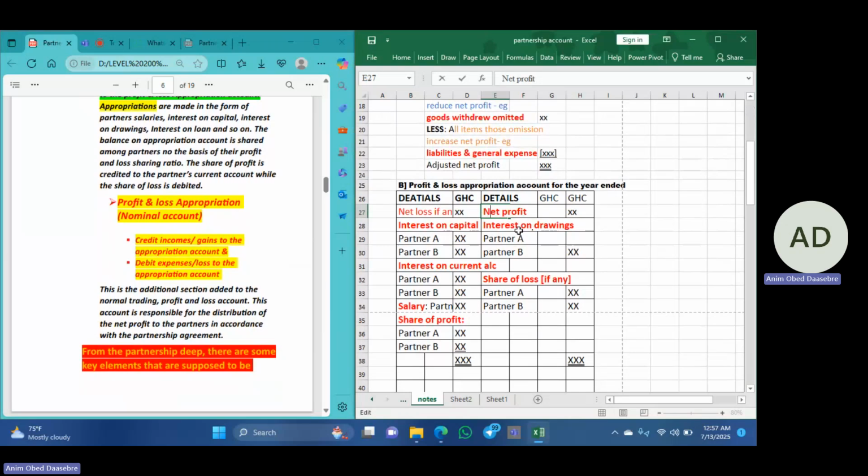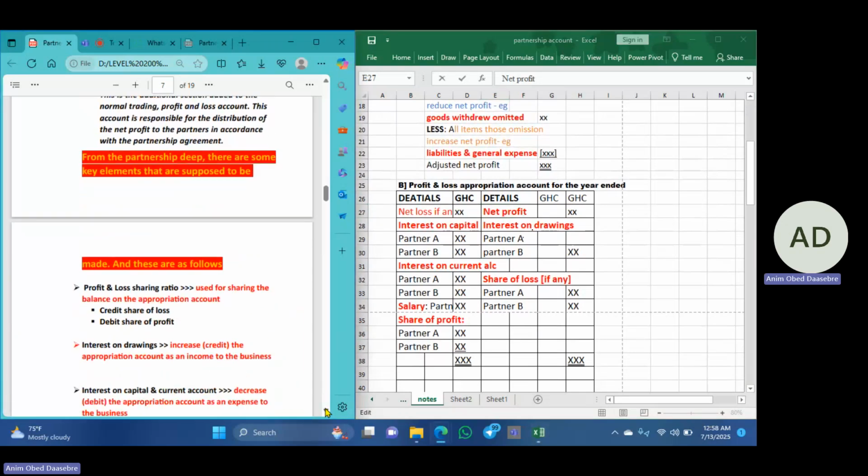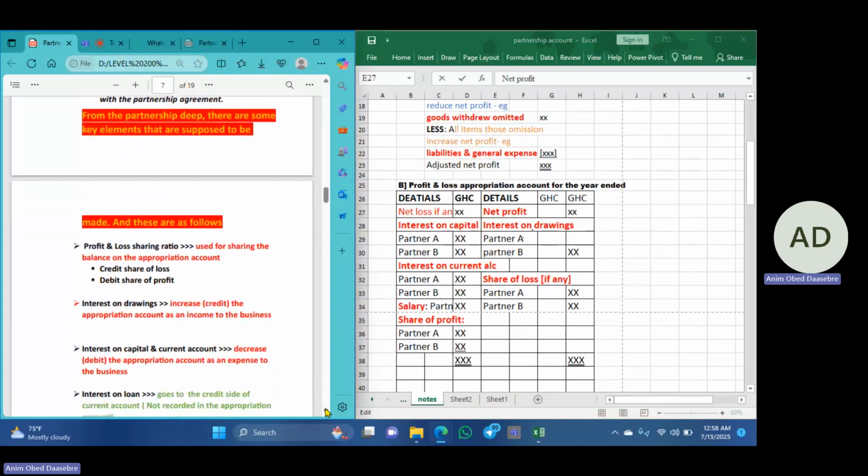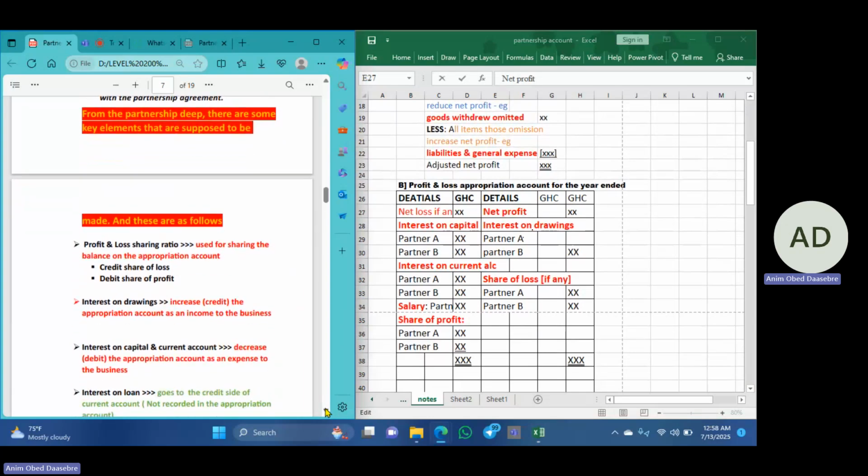Right. Then if there is any interest on drawings, you also consider it by crediting it. Now, what is the reason? What's the reason why we are crediting interest on drawings?